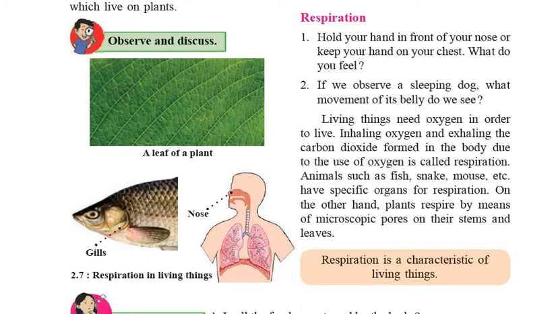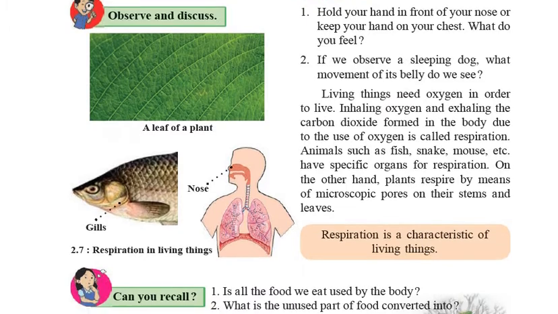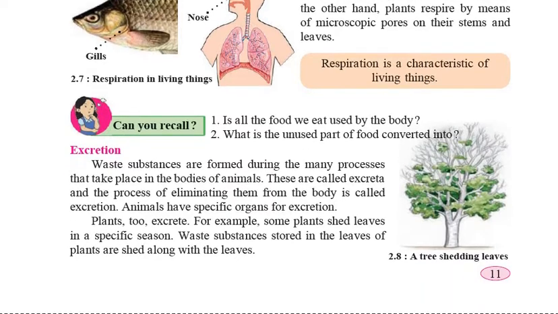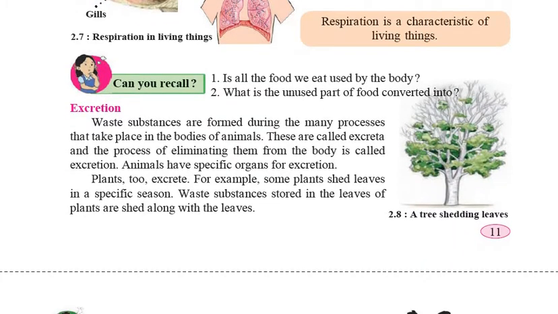Respiration. Hold your hand in front of your nose or keep your hand on your chest. What do you feel? If we observe a sleeping dog, what movement of its belly do we see? Living things need oxygen in order to live. Inhaling oxygen and exhaling the carbon dioxide formed in the body due to the use of oxygen is called respiration. Animals such as fish, snake, mouse, etc. have specific organs for respiration. On the other hand, plants respire by means of microscopic pores on their stems and leaves. Respiration is a characteristic of living things.